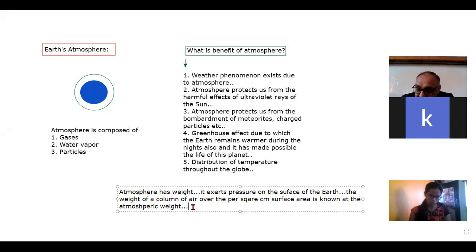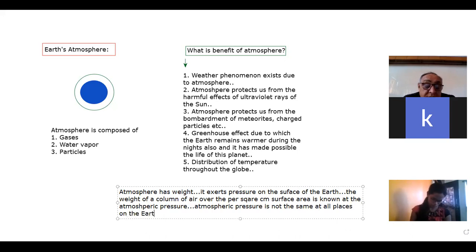Okay. So atmospheric weight, right? So now I'm telling you that atmospheric weight is not, sorry, atmospheric pressure, I should have said this. Known as atmospheric pressure. Okay, atmospheric pressure. So atmospheric pressure is not the same at all places on the globe, on the earth, all places on the earth.